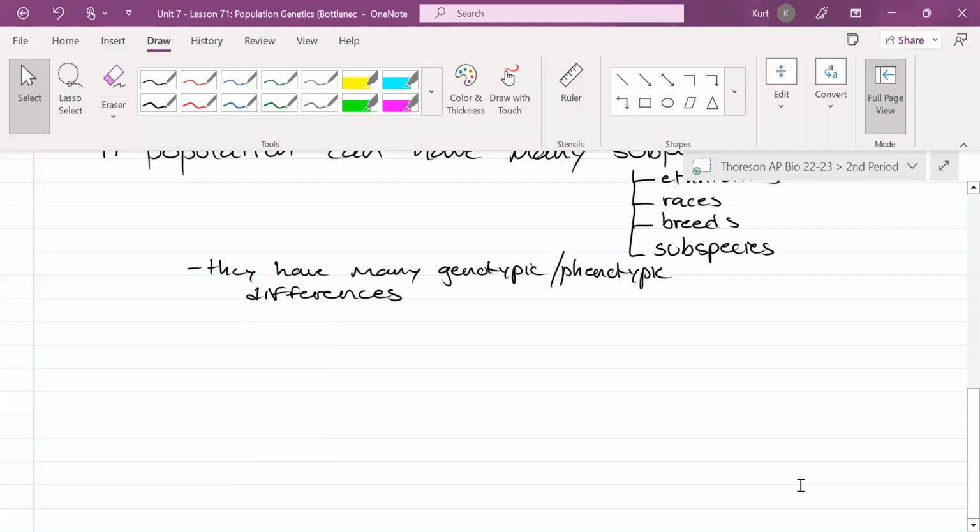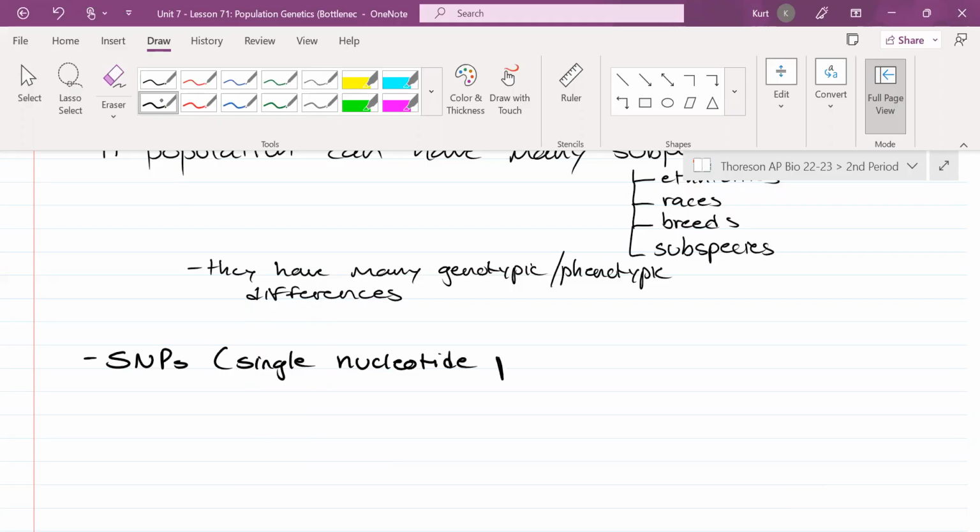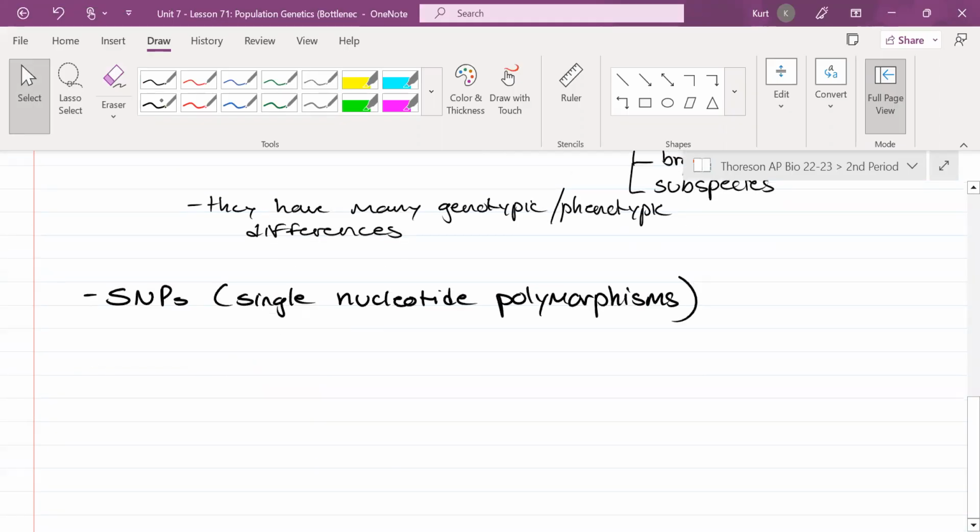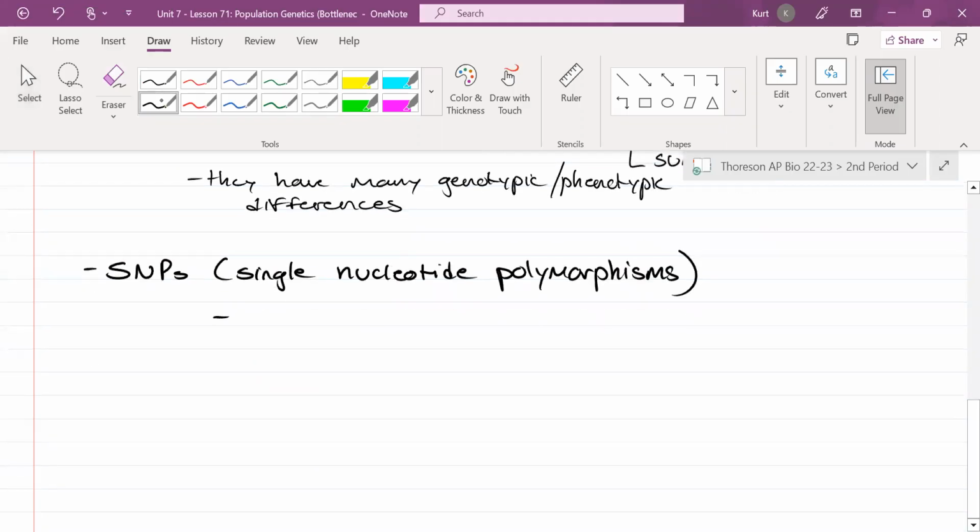All right, moving on. This is all a result of what we call SNPs, or single nucleotide polymorphisms. These are DNA sequences that are different by one nucleotide.